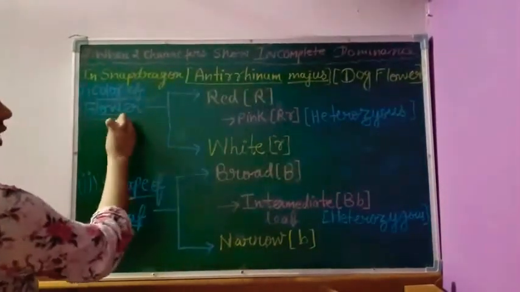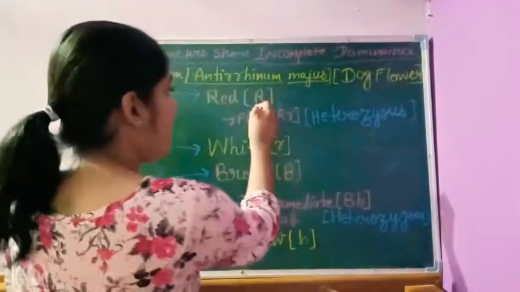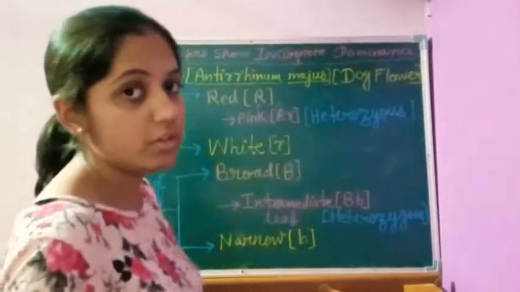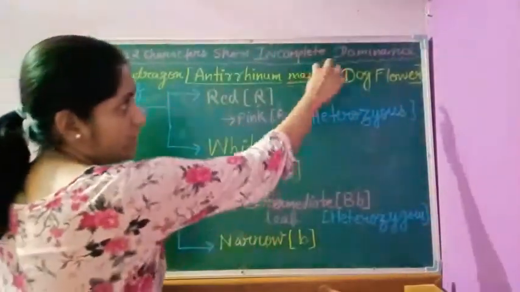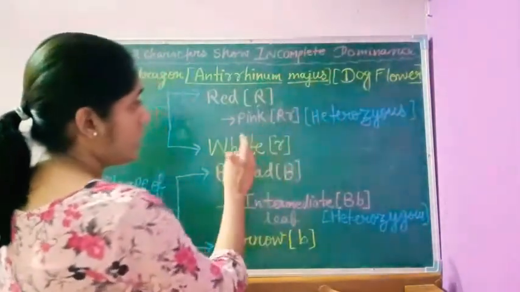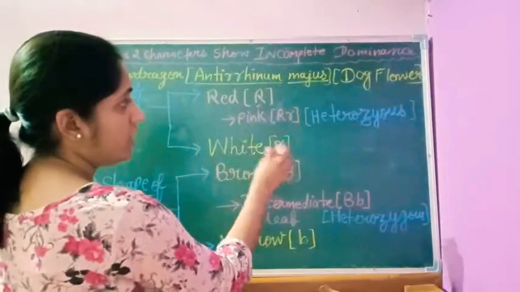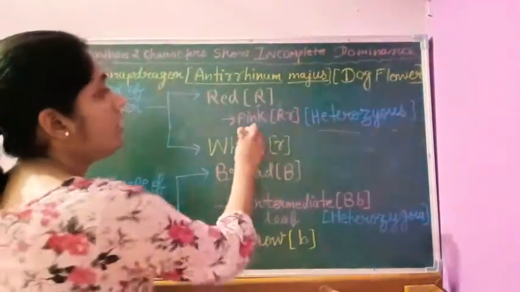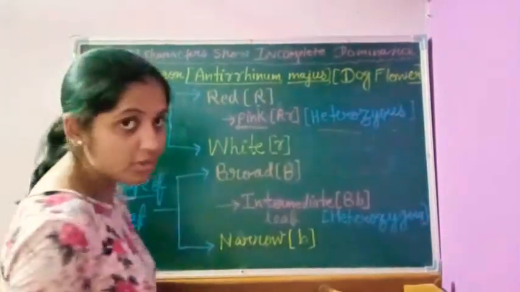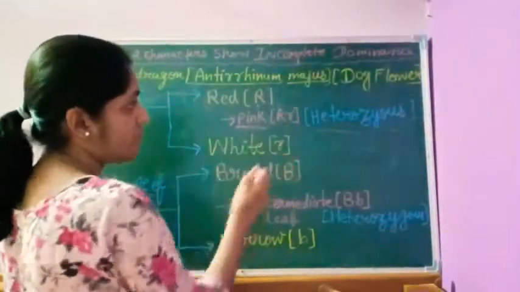In the color of flower, the flower can either be red or white in color, but it is incompletely dominant. So if both alleles, the red and white color alleles, are present together in the heterozygous condition, then a pink flower is produced because of the incomplete dominance.